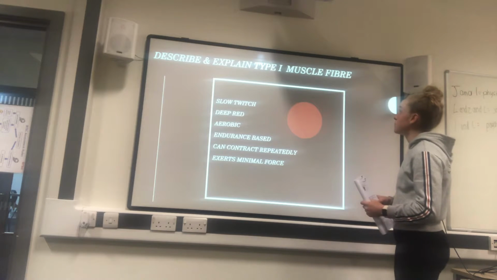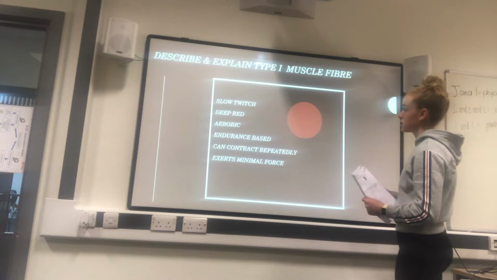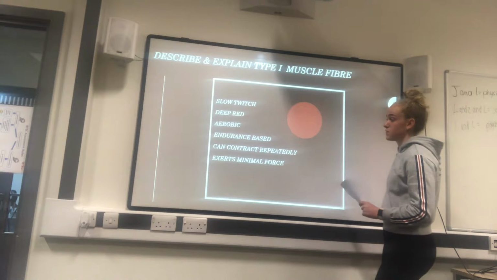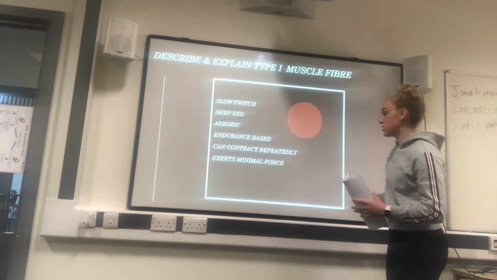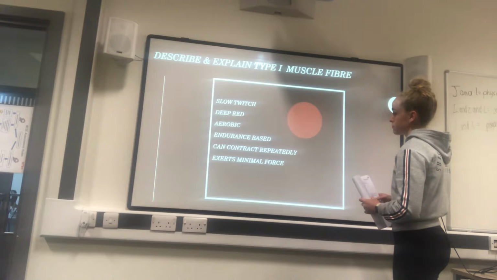So different muscle fibre types. Type 1 is slow twitch, it's deep red, works aerobically and it's endurance based. So it can contract repeatedly and it exerts minimal force. Next.